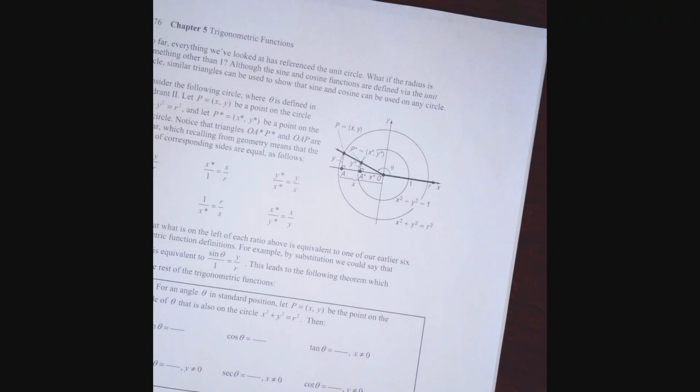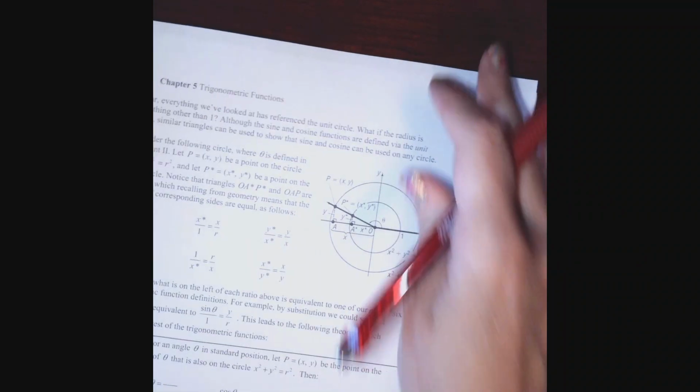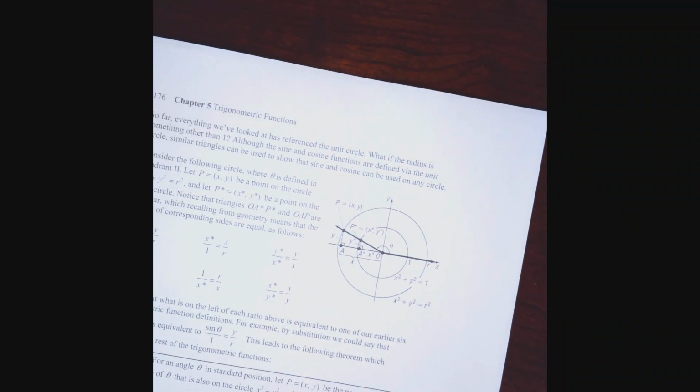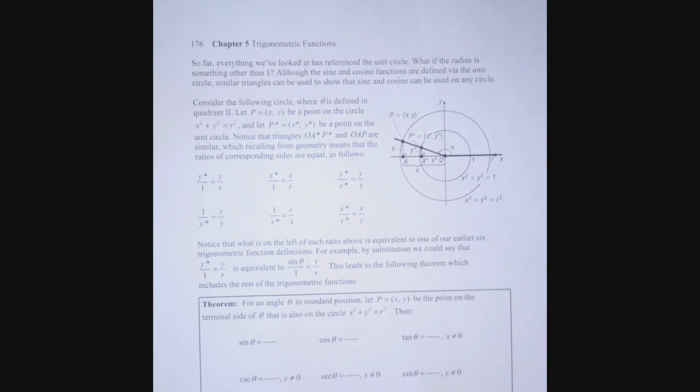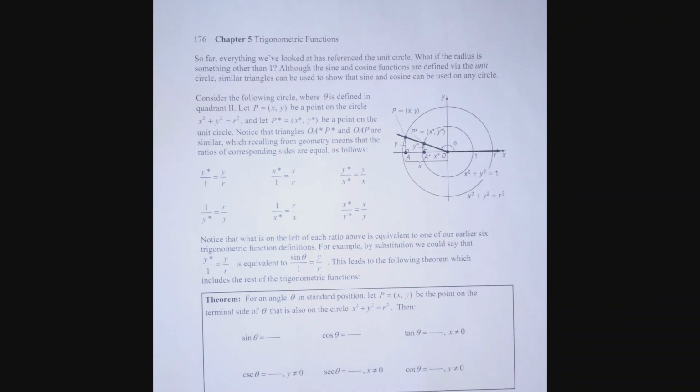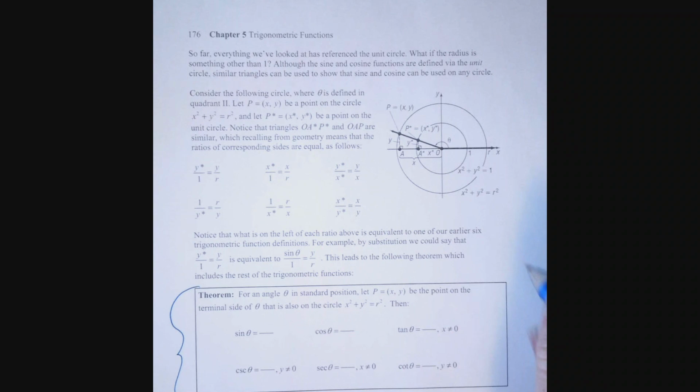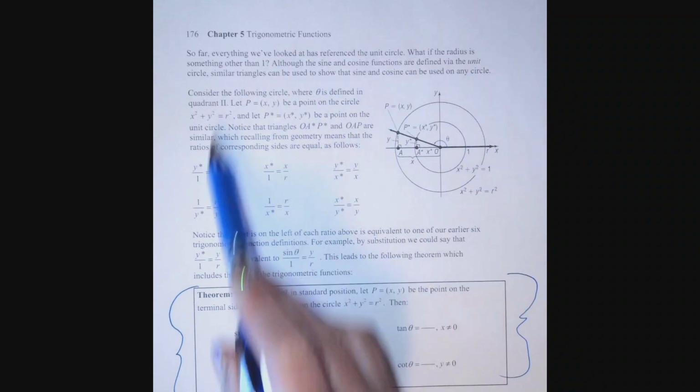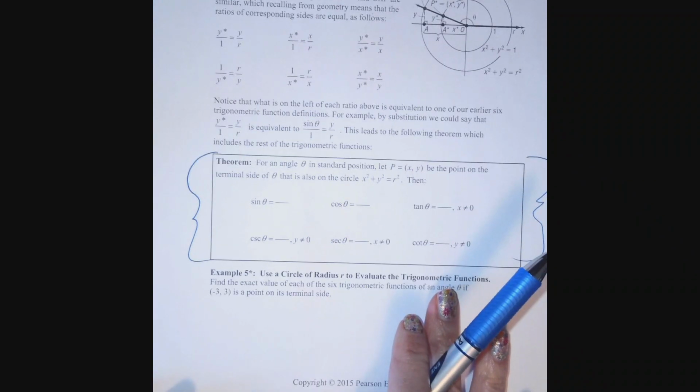Okay, so let's look at this last page in section 5.2. Everything we've looked at so far has referred to the unit circle, but what if the radius is not 1? What if we're not using the unit circle? Well, if we're not using the unit circle, we just need to remember that r is not 1, therefore sine theta is not just y. What that looks like is this theorem right here. And I'm going to allow you to read this on your own and evaluate that circle.